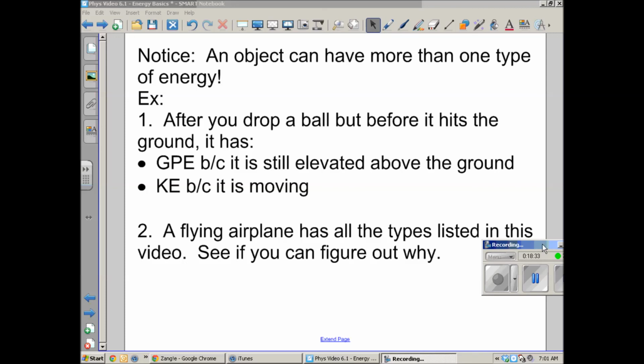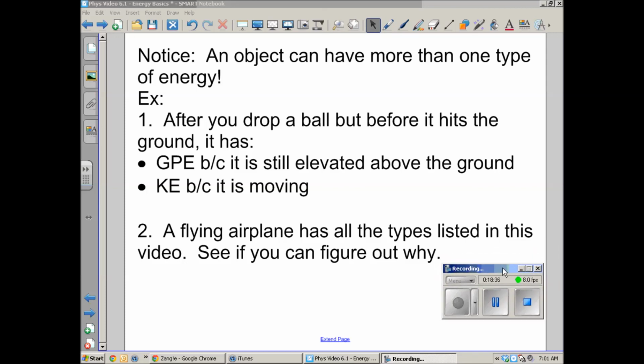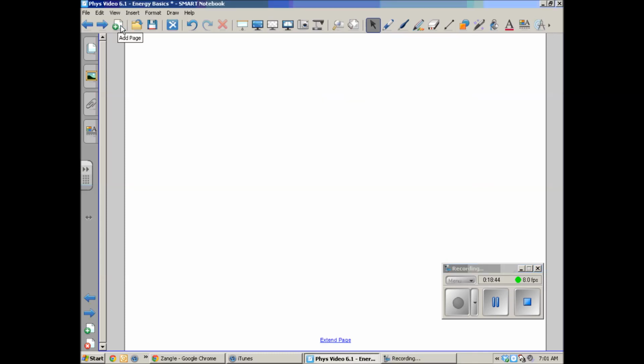Okay. All right. So finally, an object can have more than one type of energy. Example, after you drop a ball, but before it hits the ground, right? Let me go to a blank slide here. So here's our ball. Oh, here's a ball. And you drop it. Okay.